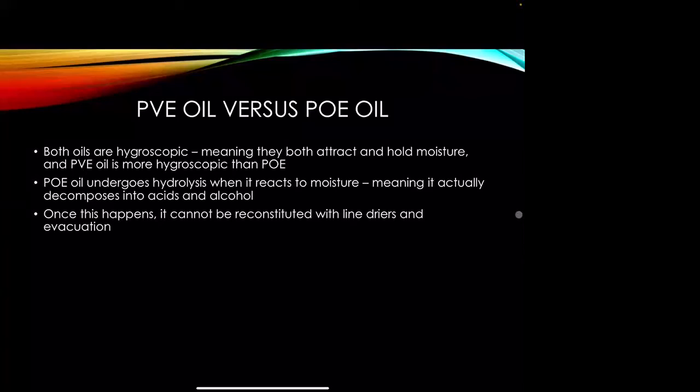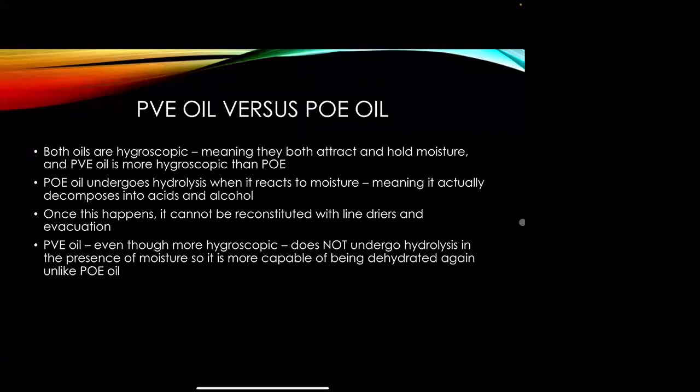You can't just try to pull it out with your recovery machine and throw refrigerant right back into it, because you're still risking that hydrolysis has happened and created acid within that system, which can lead again to compressor failures and other things. The PVE oil, even though more hygroscopic, does not undergo this hydrolysis process in the presence of moisture. So it's more capable of being dehydrated again, unlike POE oil, which is good. It means that we are at less risk of creating acids in our system.